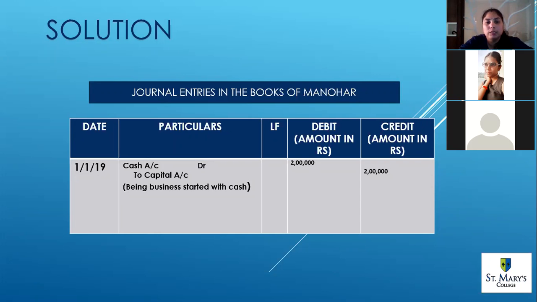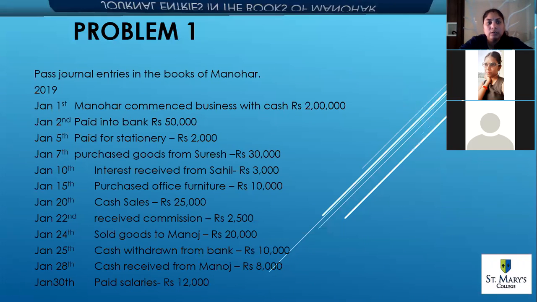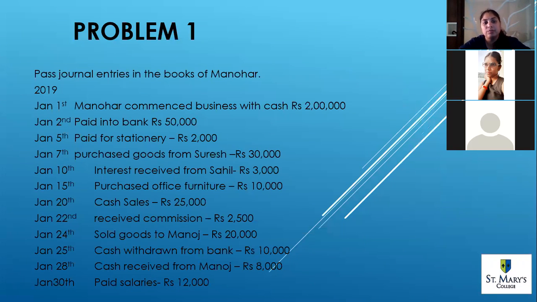Right. So we'll go back to the next transaction. Next, the date is January 5th. It says paid for stationery. So one of you tell me the journal entry for that now. Do it in your mind and tell me the entries. Paid for stationery. Yes, Vishnu, can you tell me the entry for this? Which account should be debited and which should be credited?